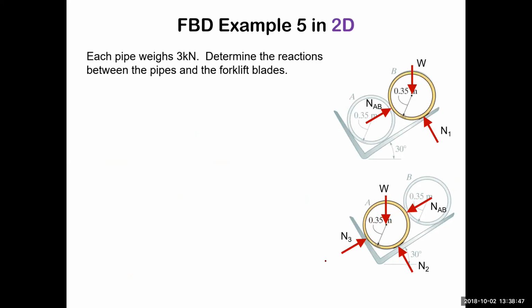Okay, back to our pipe problems. Each pipe weighs 3 kilonewtons. Determine the reactions between the pipes and the forklift. Well, again, we looked at how to break these things up and talked through that a little bit ago. We have to find N1, N2, and N3, given that W1 equals W2 equals 3 kilonewtons.